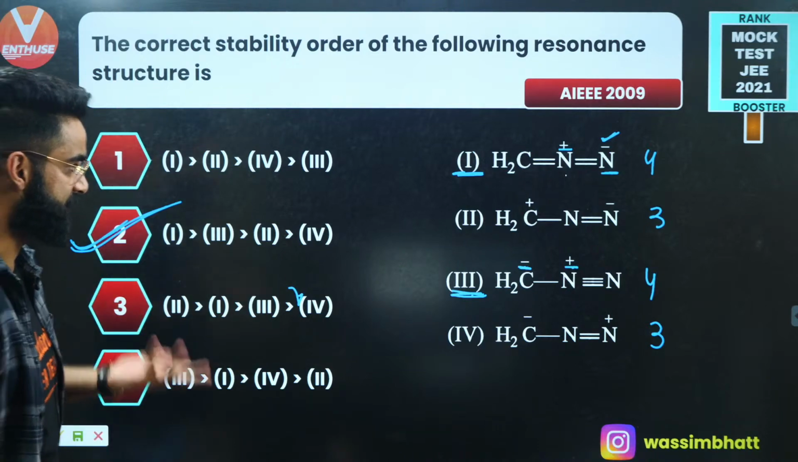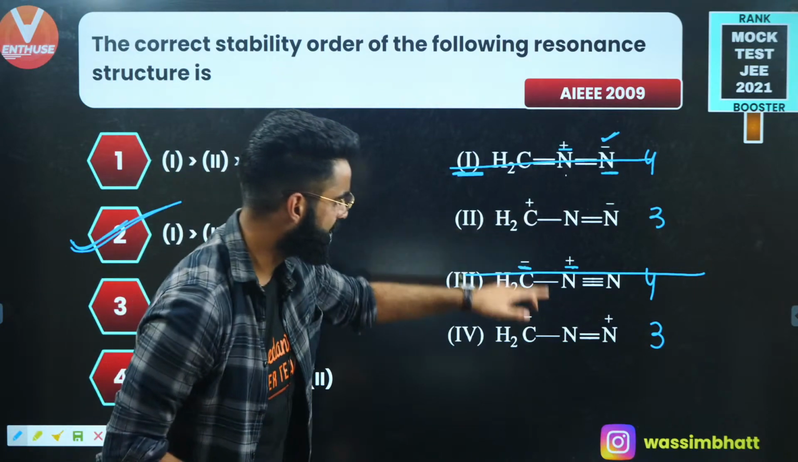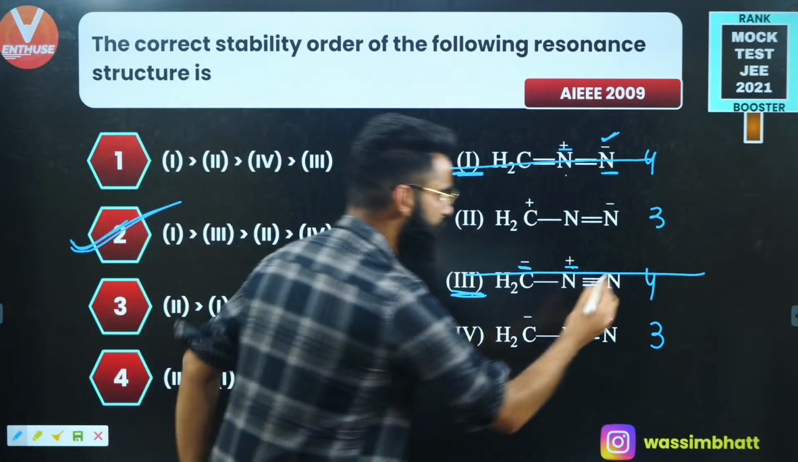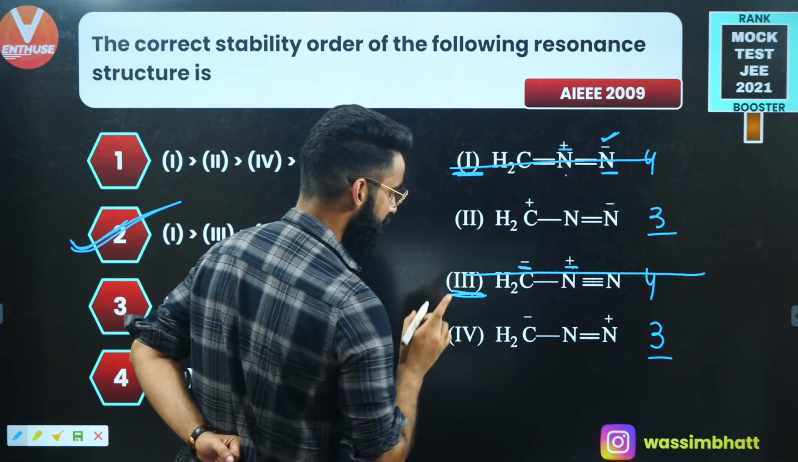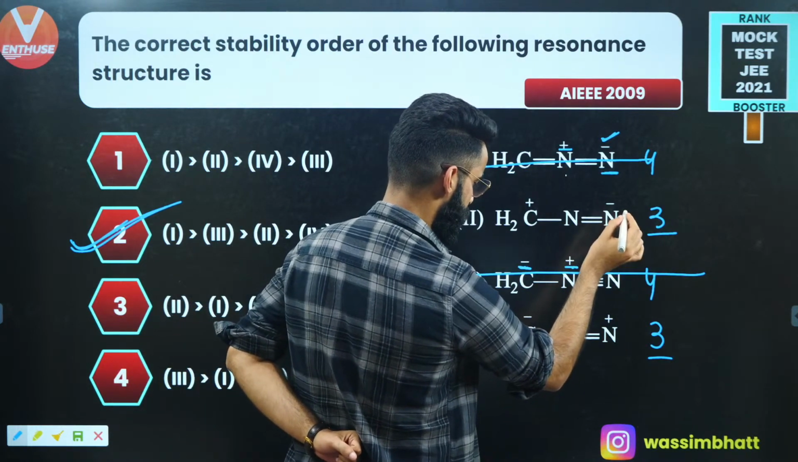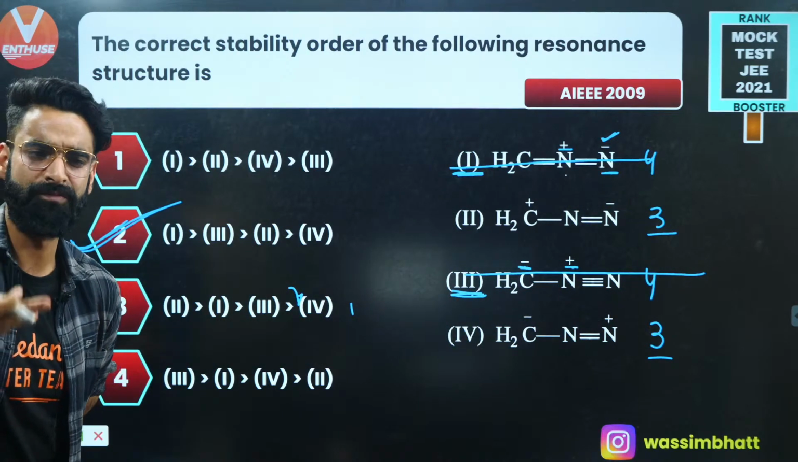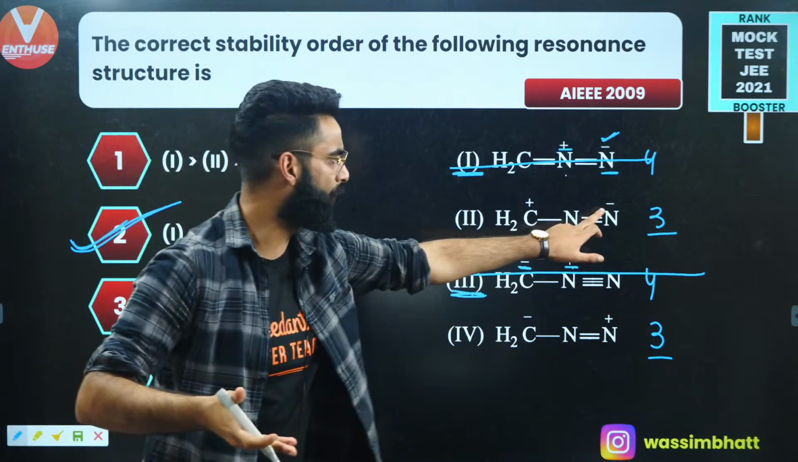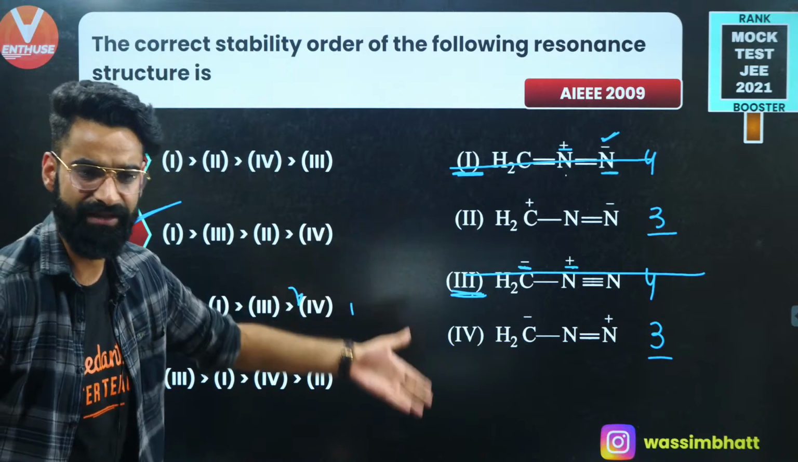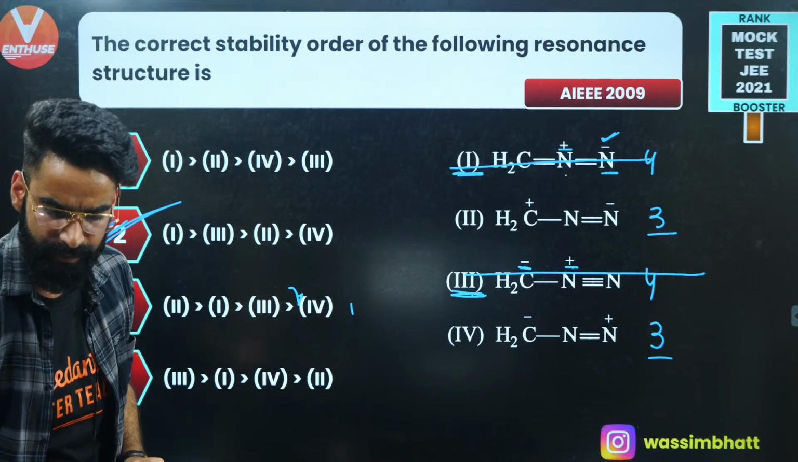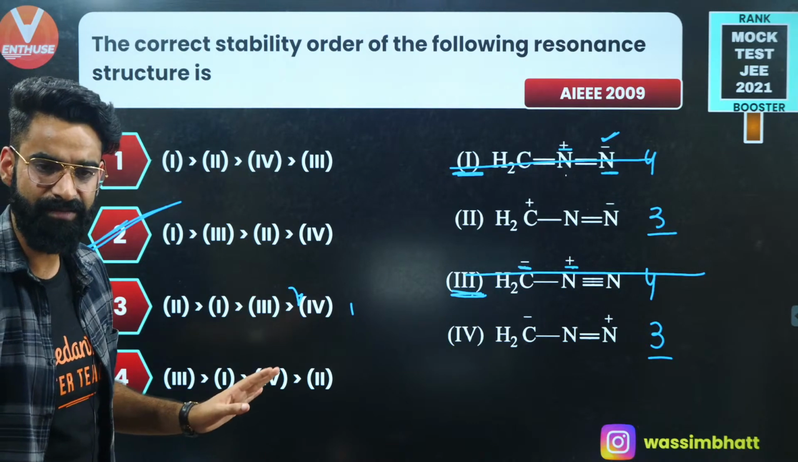Or if you want to check the others as well, see, this one and this one we have already checked. Now let's talk about this one and this one. See guys, the number of covalent bonds in both the cases are same, but understand. It's again a very simple thing, based on the same procedure. Negative charge is more stable on more electronegative element. So over here, negative charge is there on nitrogen, so more stable. So second is absolutely going to be more stable than the fourth one, yeah? As simple as that, right?